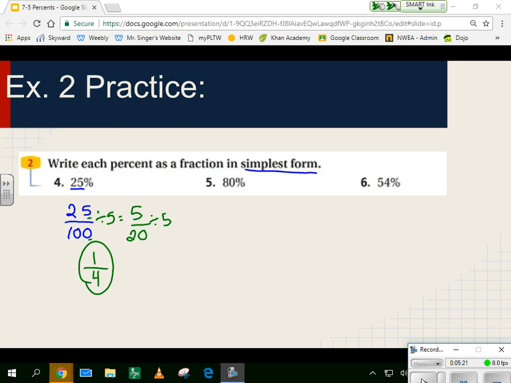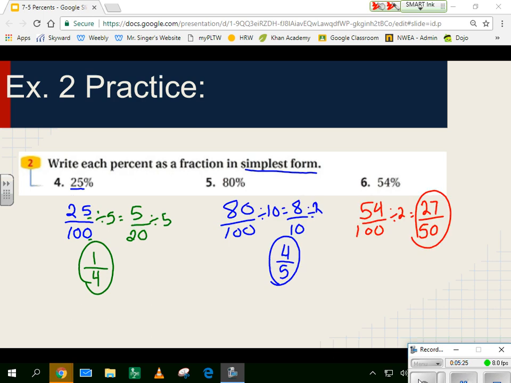Okay, good luck on 5 and 6. All right, here are the answers you should have gotten for 5 and 6. For 5, it's 80 over 100. You can divide that by 10, and I got 8/10, and then I divided it by 2, and I got 4/5. For 6, I got 54 over 100, and the only number I could find that they were divisible by was 2. So 2 goes into 54 and 100, so I got 27/50ths.